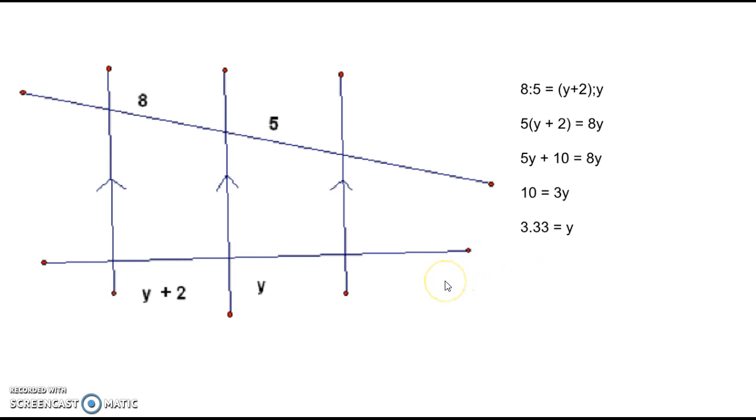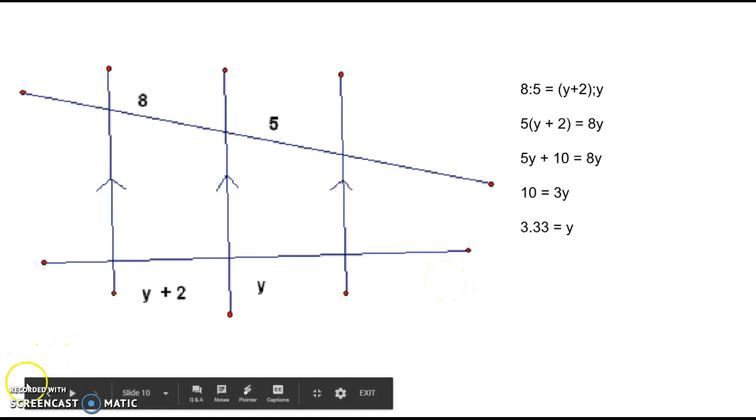And that concludes today's lesson on 7.5, proportions in triangles.